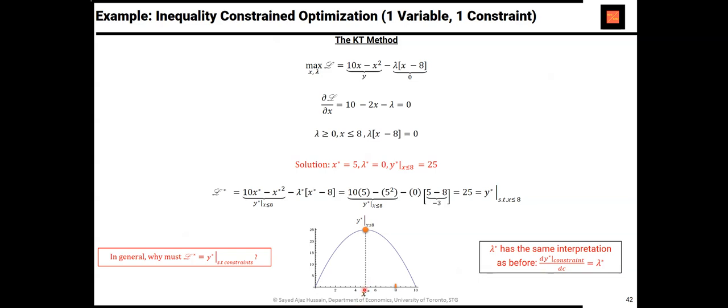If you solve this problem, the value of x star is 5. At that point, the value of the function is 25. That's the constrained value of y star. And if you were to change c a tiny little bit over here, teeny tiny bit, there'll be no change in y star because you know lambda star is equal to 0. Same interpretation as before.